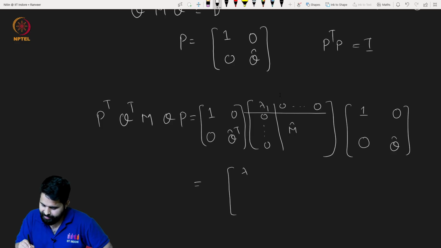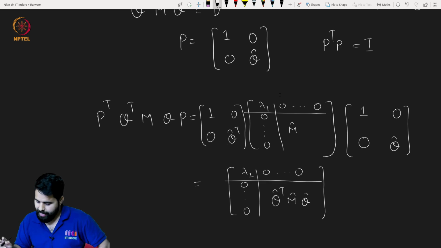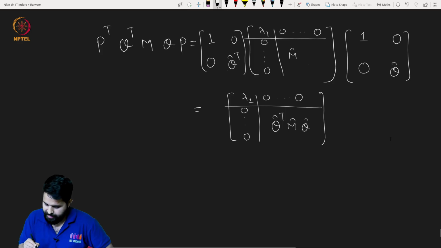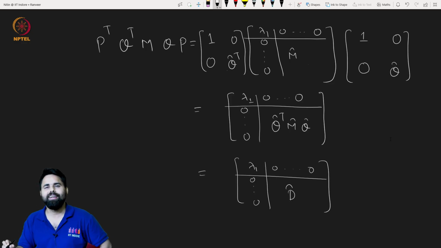Just check it. I'm directly writing lambda 1. So this will be again zeros, and these quantities will get multiplied, and this will be nothing but Q hat transpose M hat Q hat, and this is nothing but this due to the induction hypothesis. Basically, I can write this as lambda 1, 0 0 0 0 0 0, and this is nothing but D, and I think we are done.